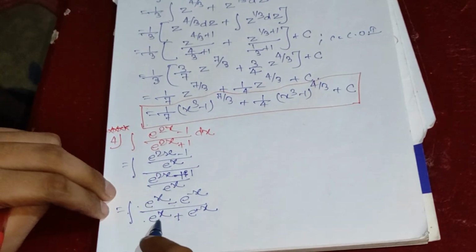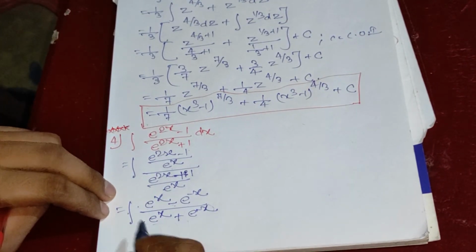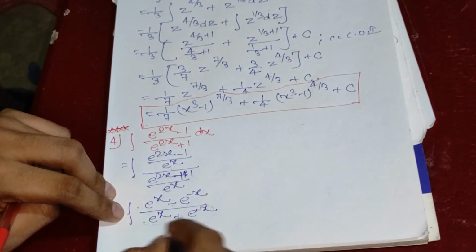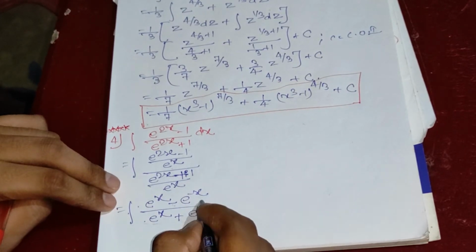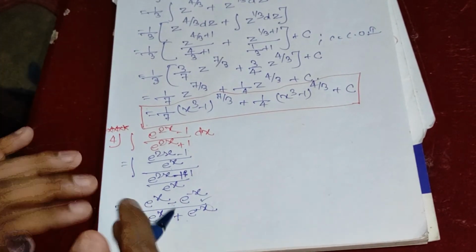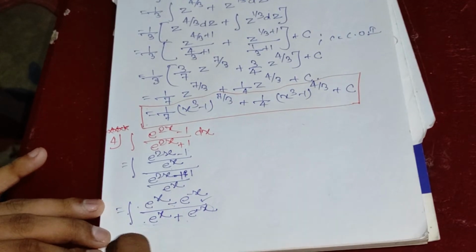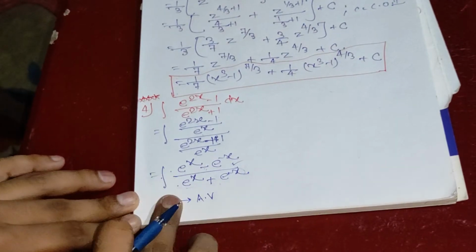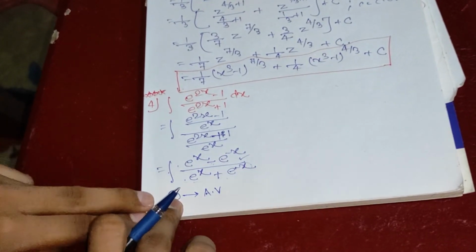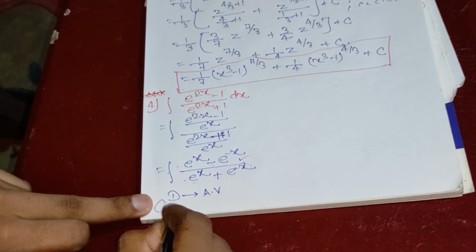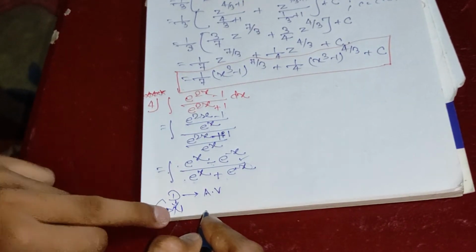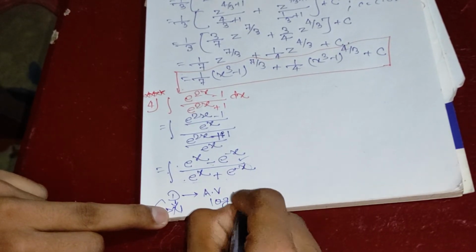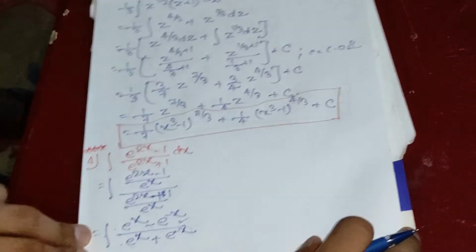And if you get an idea, suppose you get this term and assume the denominator is another variable, and after differentiation you get the numerator, then you directly write log of this denominator part.